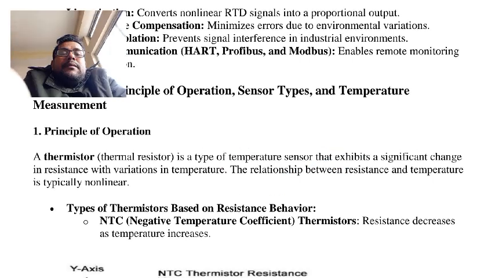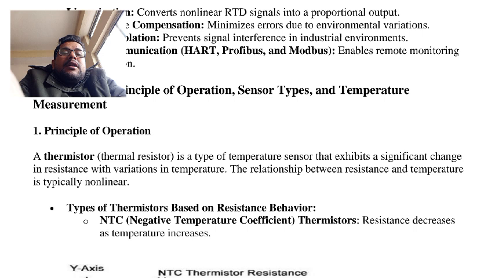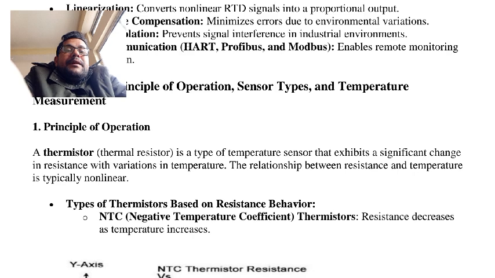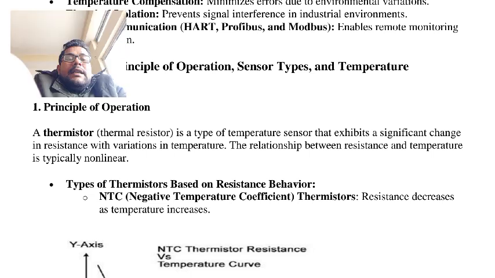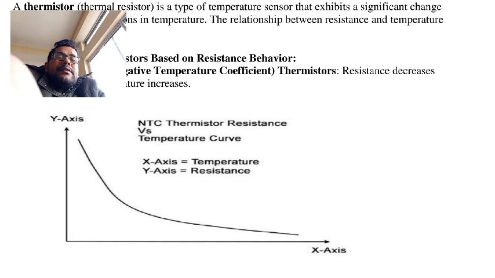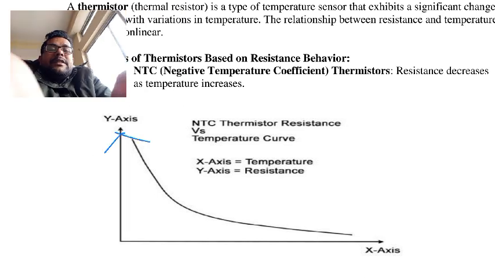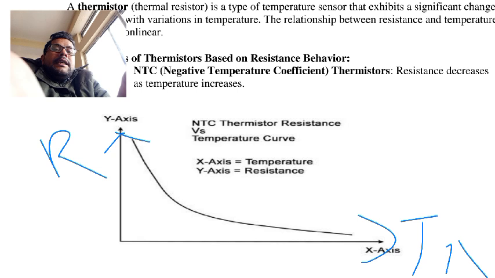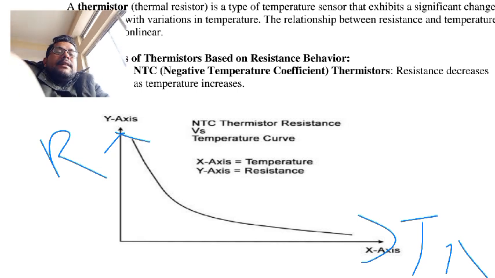So the principle of operation: a thermistor is a thermal resistance type of temperature sensor that shows significant changes in resistance with variation in temperature. The relation between resistance and temperature is typically non-linear. We have discussed this NTC curve, where the y-axis shows the resistance and the x-axis shows the temperature. In this way, if we increase the temperature, its resistance starts decreasing.